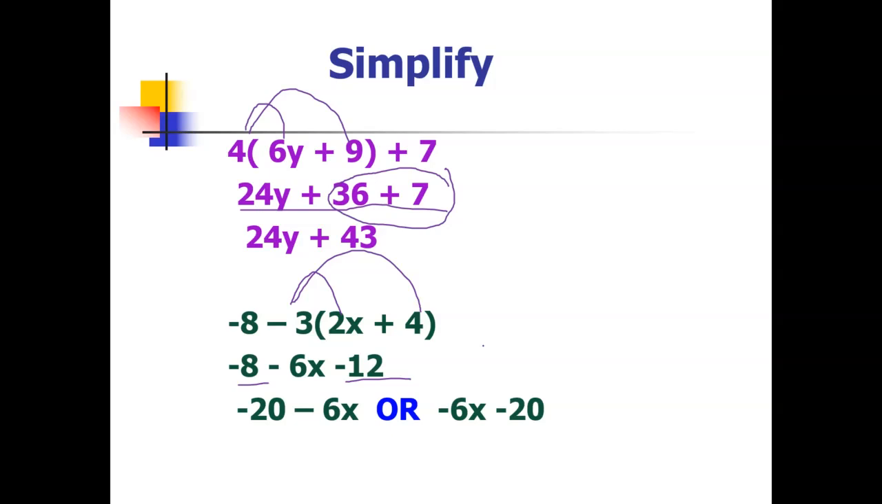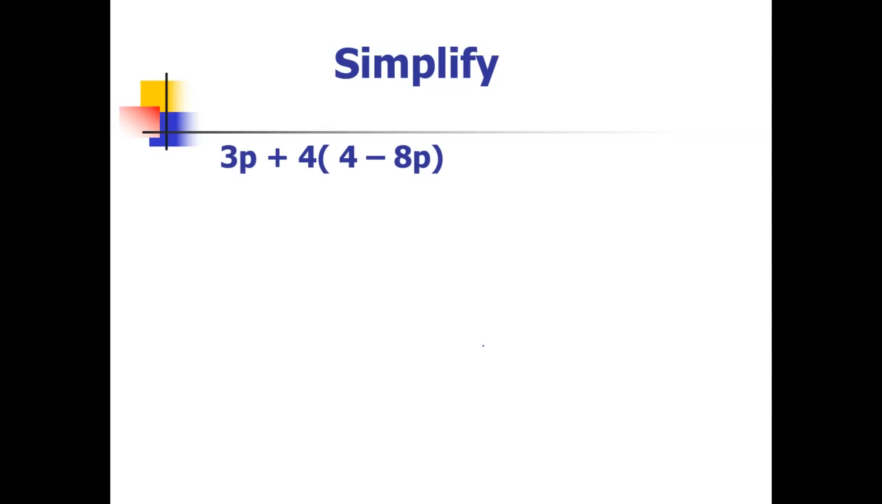Let's try a few more examples using the distributive property again. Here we go. Let's start by distributing. Bring down the 3p. We'll first start with 4 times 4, 16. Then 4 times negative 8p, which will give me negative 32p. So I'll bring down the 3p, 4 times 4, 16, and then 4 times negative 8p is negative 32p.